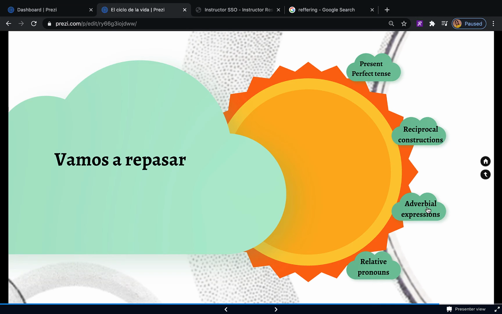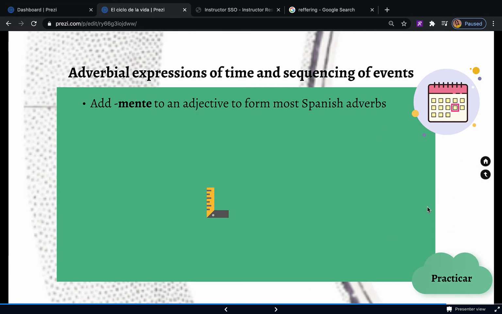All right, adverbial expressions. So, add mente to an adjective to form most Spanish adverbs. So, we have perfecta, frecuente, y paciente. So if you just have to add mente to those adjectives to form Spanish adverbs, then these will be the new adverbs from those. Perfectamente, frecuentemente, pacientemente.